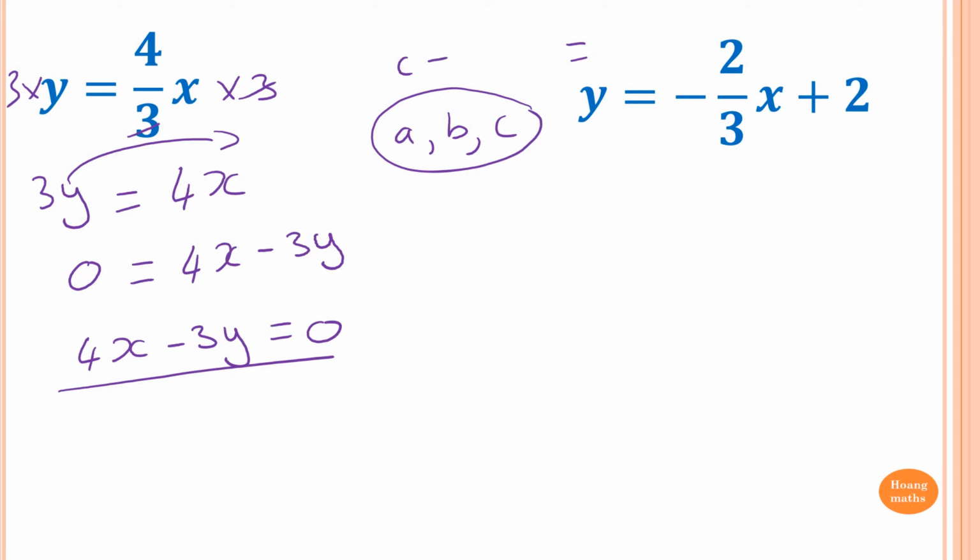Now, next one here. Minus y equal to minus 2 over 3x plus 2.